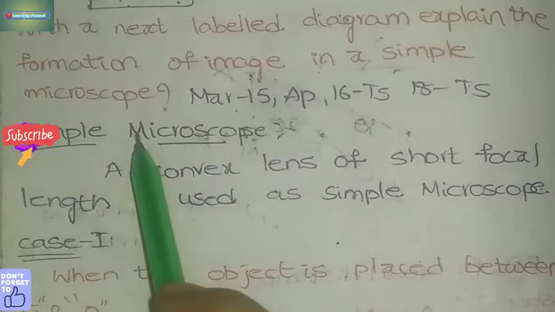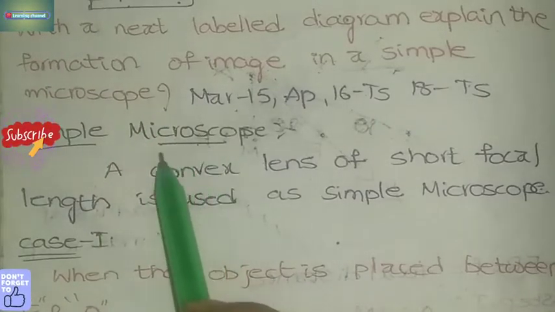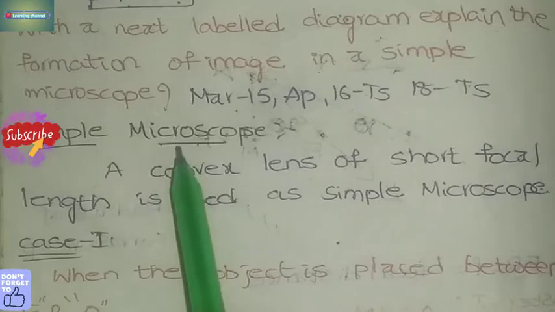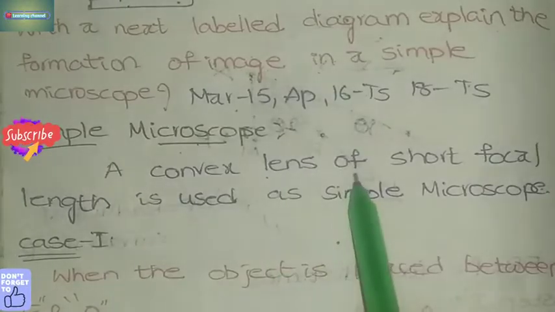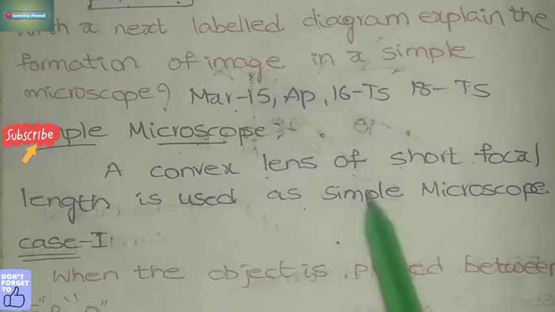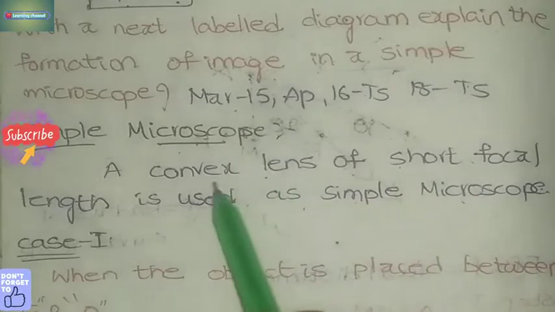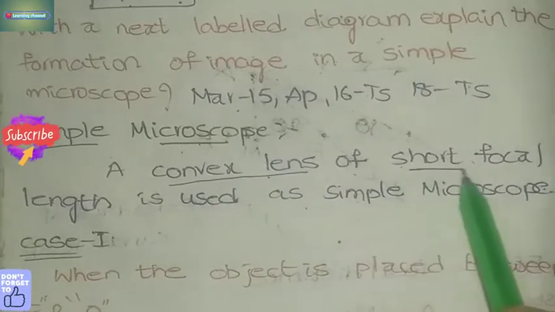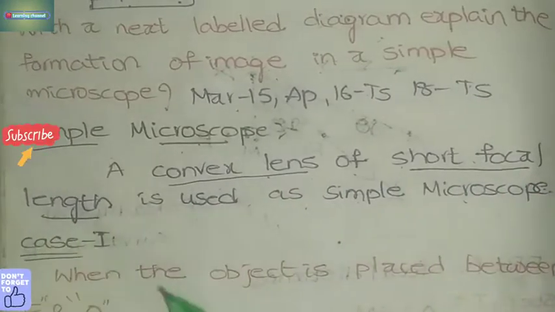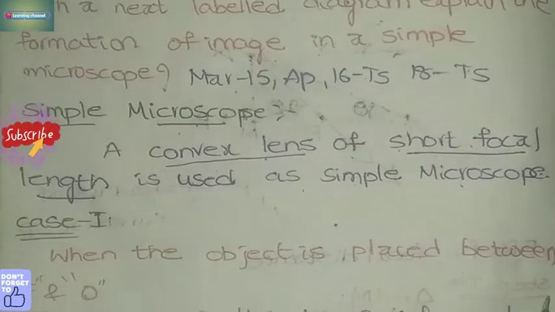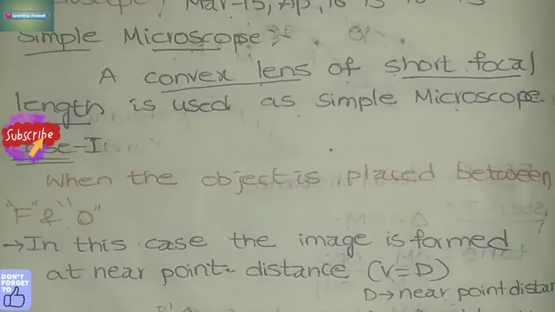So first we have to define what is meant by simple microscope. A convex lens of short focal length is used as a simple microscope. So a convex lens having short focal length is called a simple microscope. Now we have to take two cases.